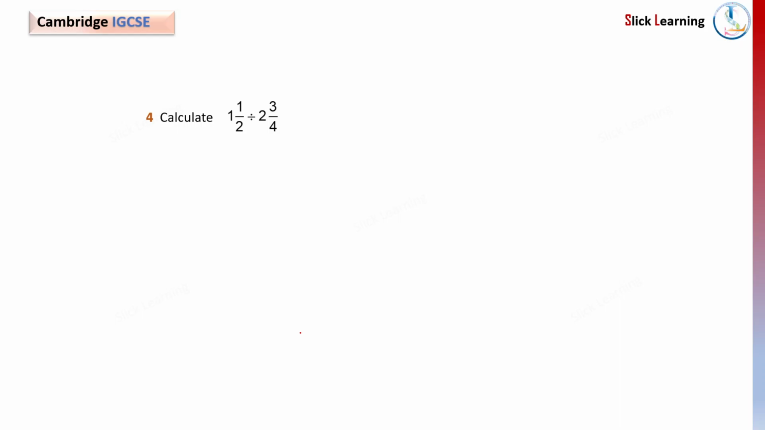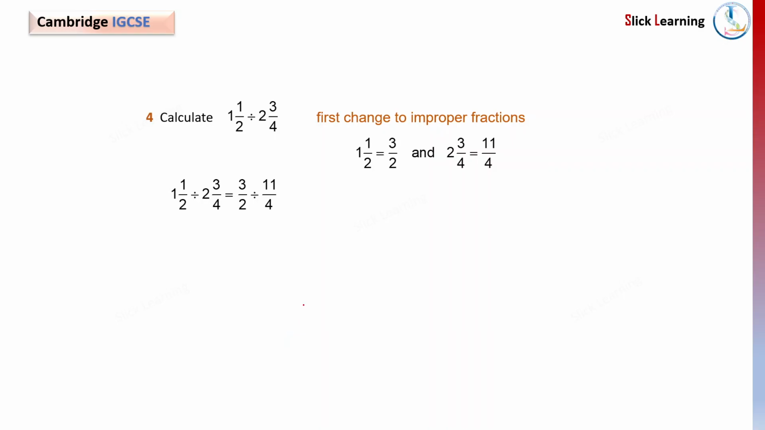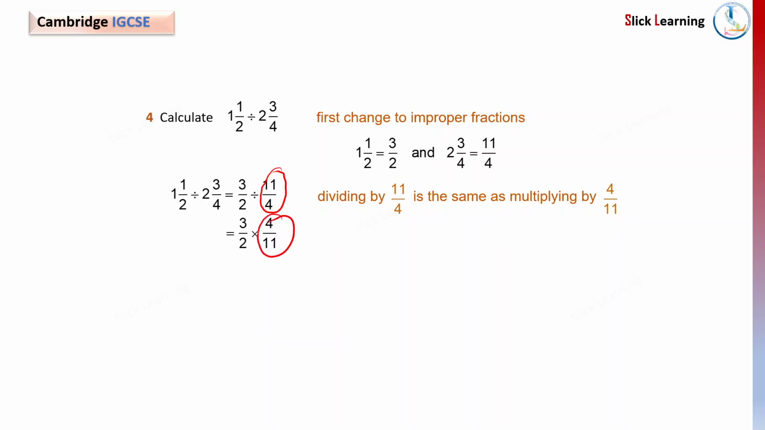Here we will first convert the mixed fractions to improper fractions. That would be 3 over 2 and 11 over 4. So finally we are going to write it in this form, and then we will replace division with multiplication and we will interchange the improper fraction. So we have interchanged it, that became 4 over 11, and we'll multiply it.